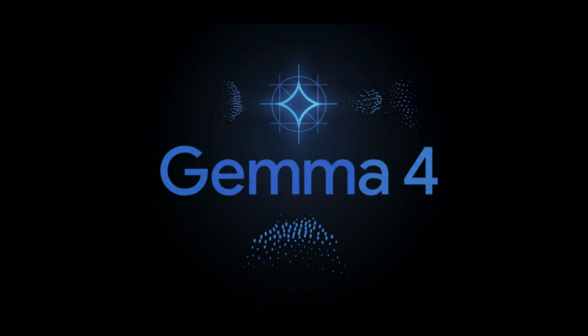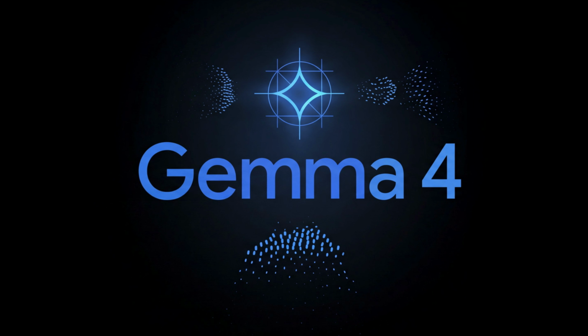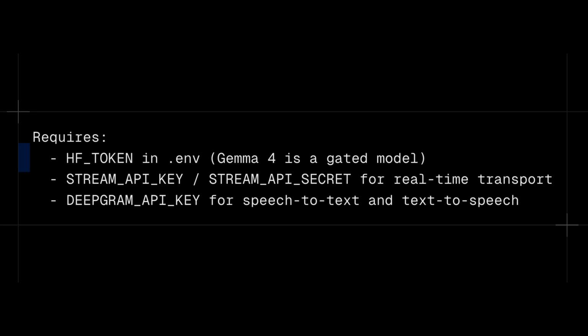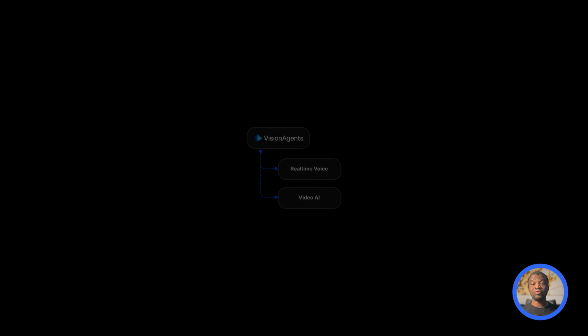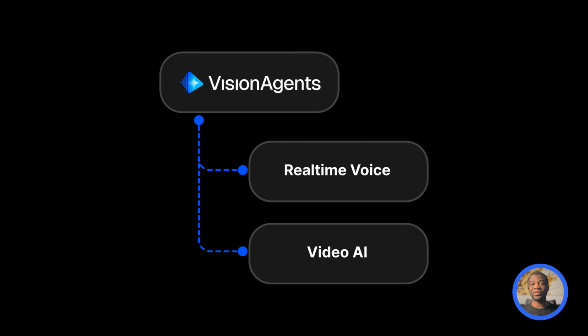To run the local on-device voice agent powered by Gemma 4, it requires you to have a Hugging Face access token, Stream API key and secret, and a Deepgram API key for speech-to-text and text-to-speech. Let's look at how you can start quickly in Vision Agents.